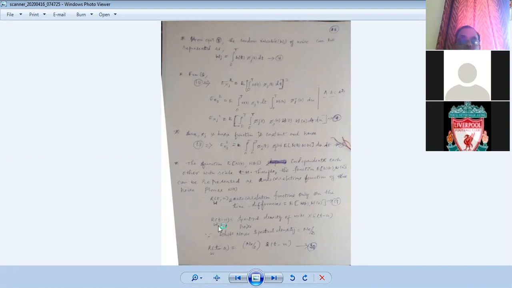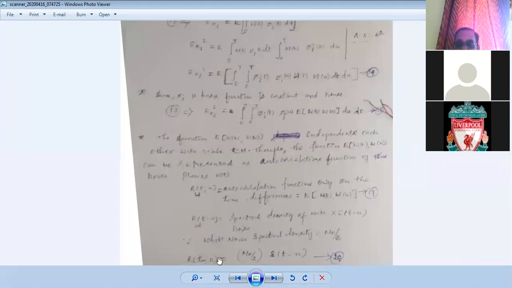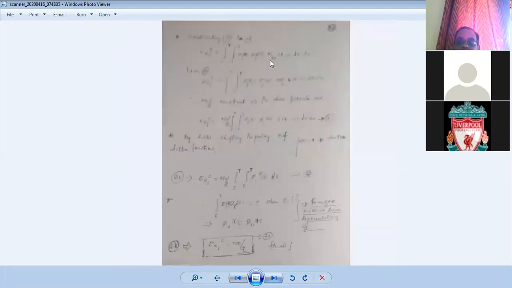So when the autocorrelation function is given by the spectral density, N naught by 2 delta of t minus u, just substitute back into this. Substituting the value, N of t is equal to a constant taken outside, times the integral of psi of j squared. So look back, what is this concerned with?